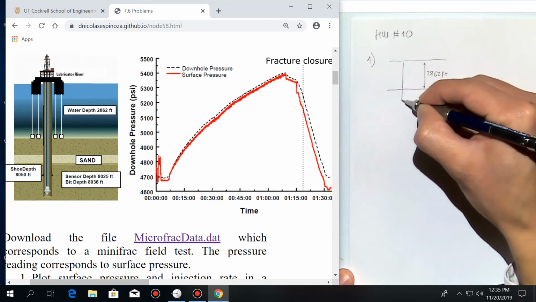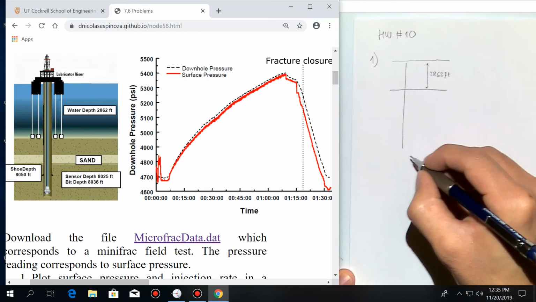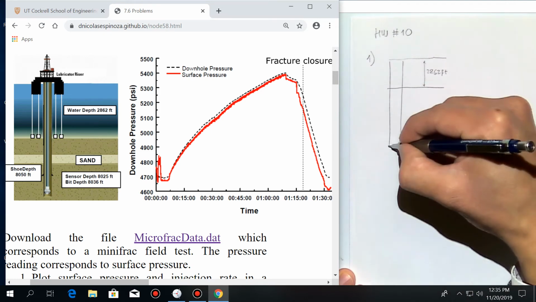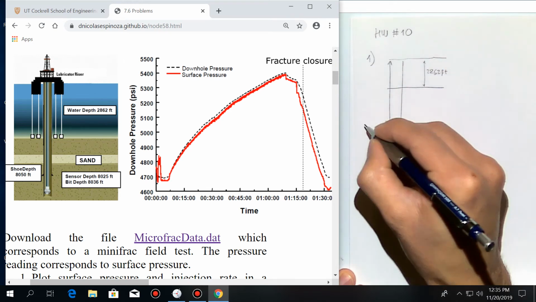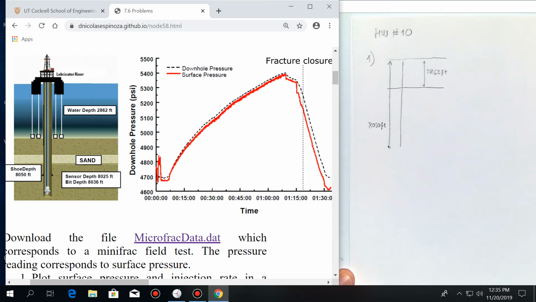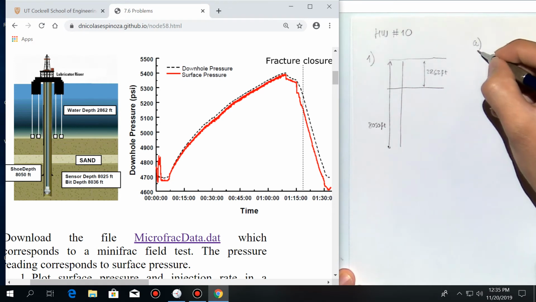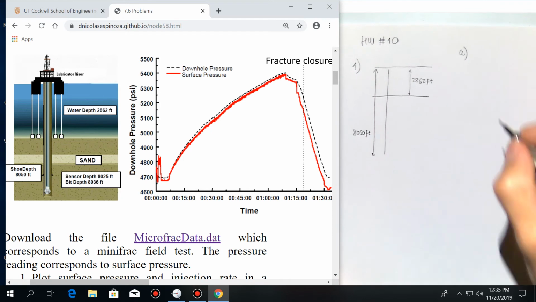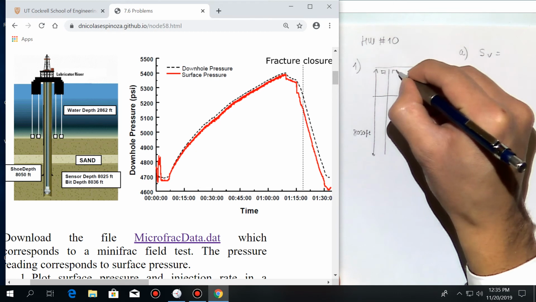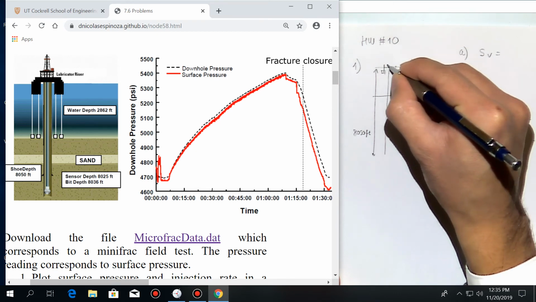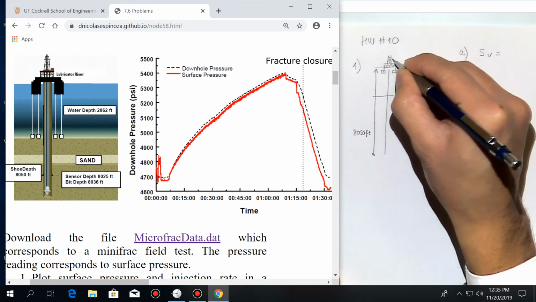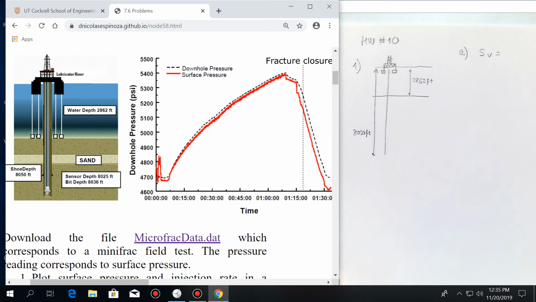So here goes the wellbore, and we are interested in a condition which is at 8,000 feet of true vertical depth. So the first part of the assignment is to calculate SV. And you know how to do that, right? So I don't have to tell you now how to do that, but you know how to do it, and you can tell me what that value is.